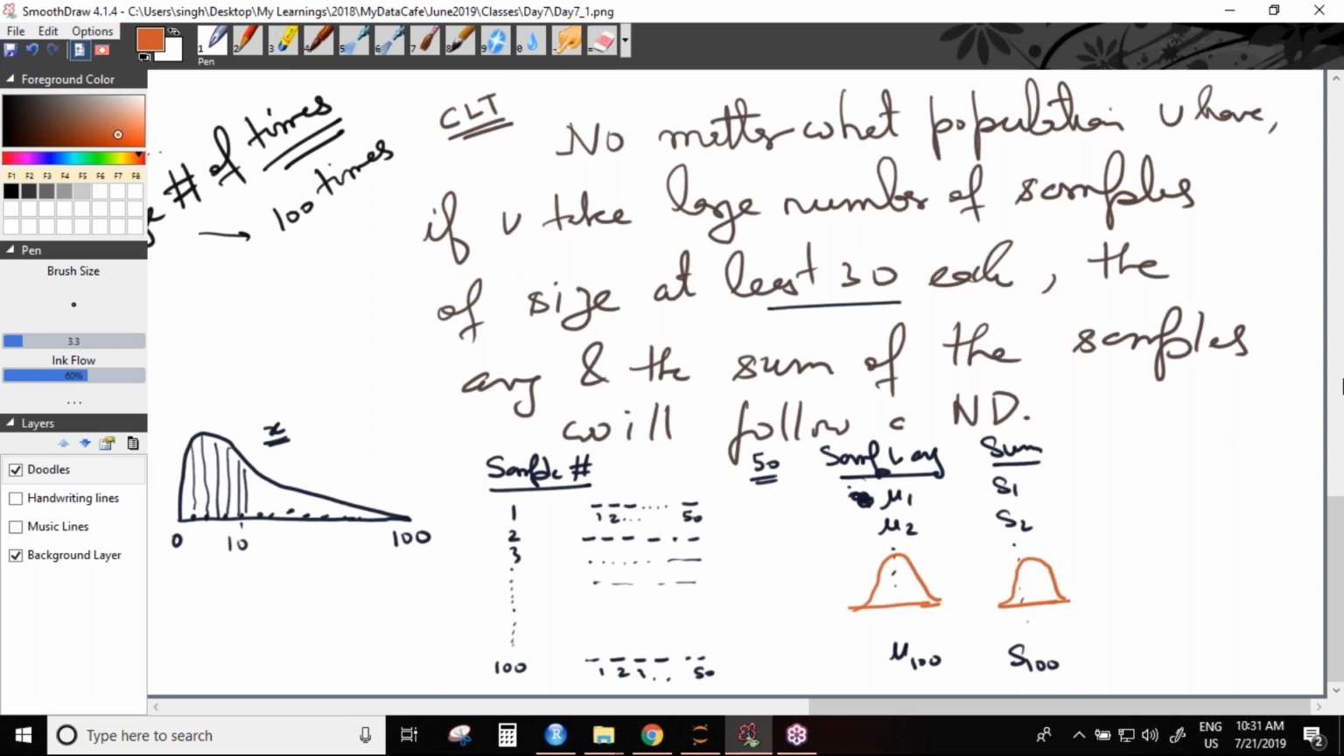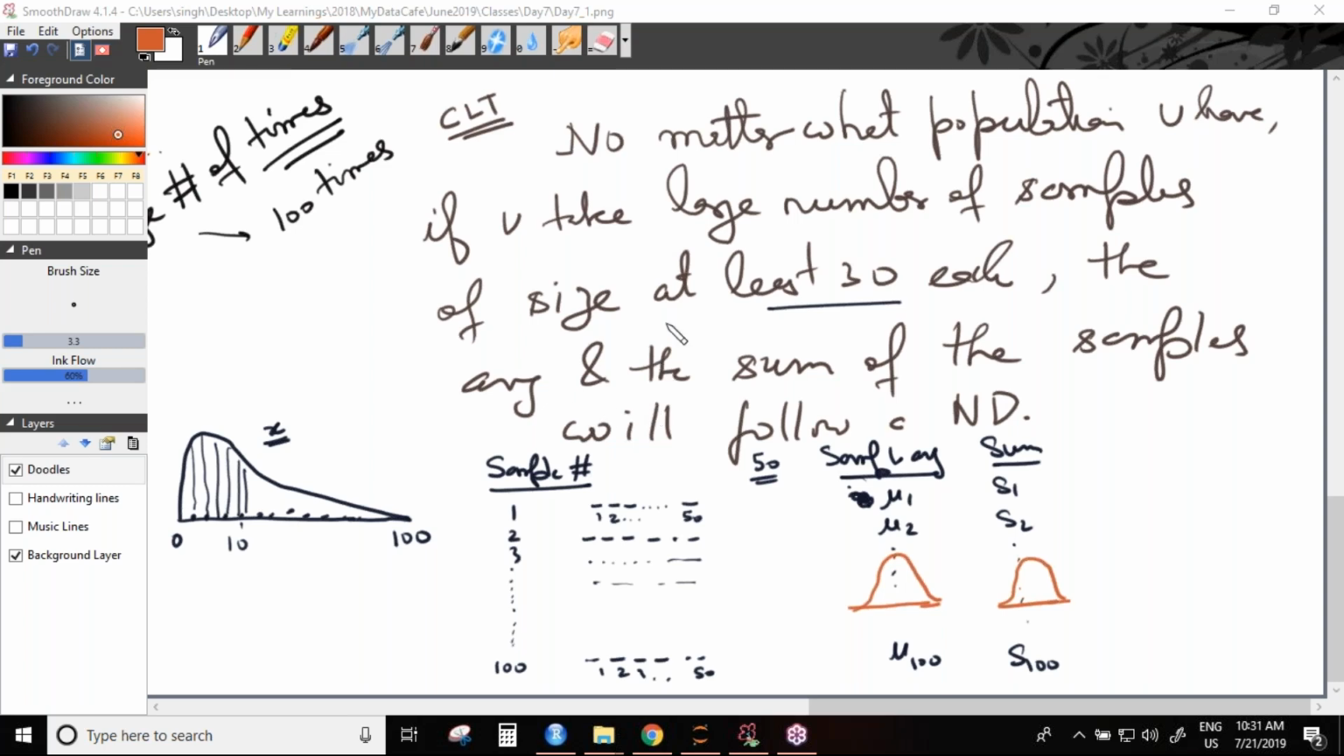Do you follow, guys? So we will see the application of this sometime maybe next week or next to next week. But for now, just understand that this is what the central limit theorem is. So understand each line of the theorem, and then you will be able to follow.